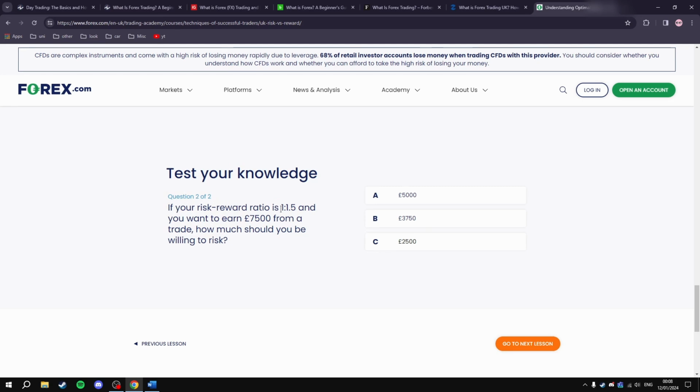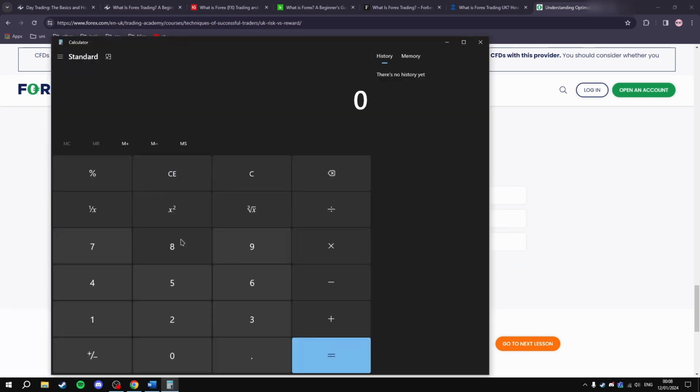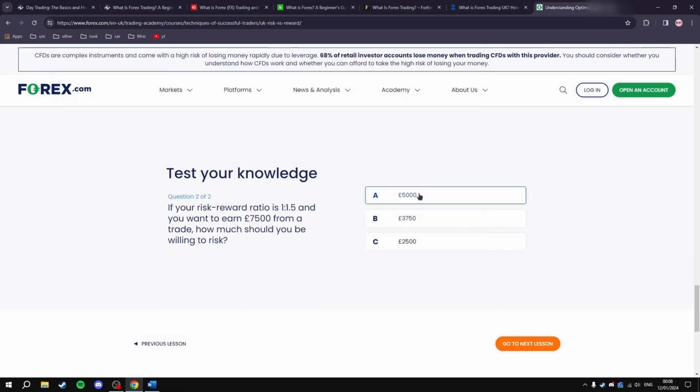If your risk reward ratio is 1 to 1.5 and you want to earn 7,500 from a trade, how much should you be willing to risk? 7,500 divided by 1.5, that is... 5,000.